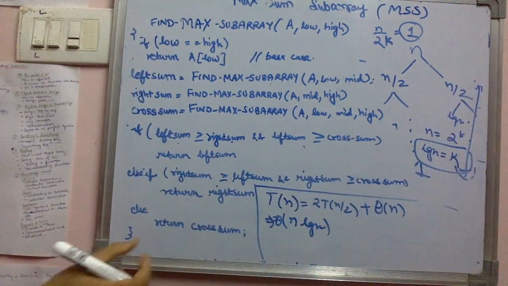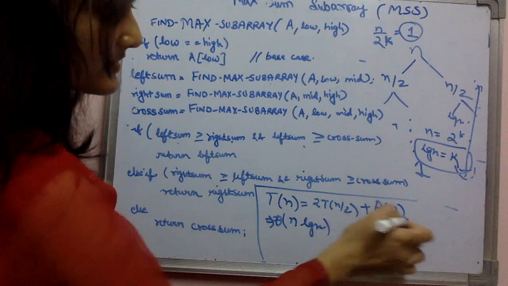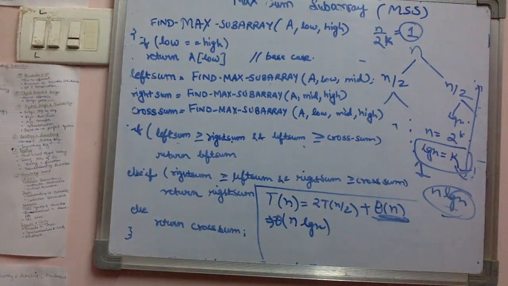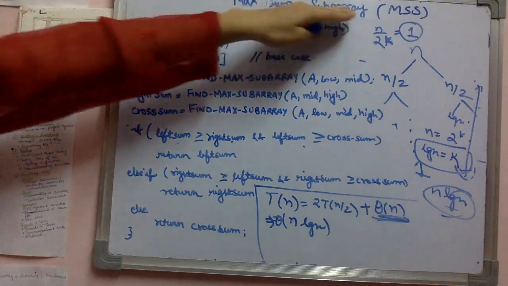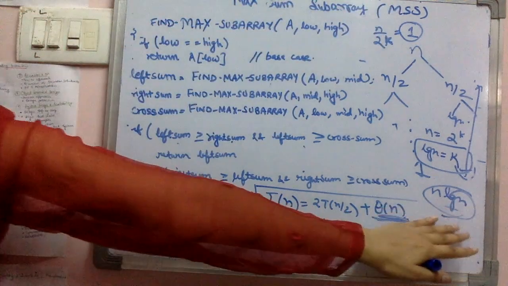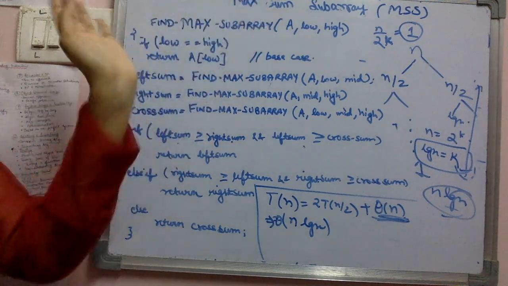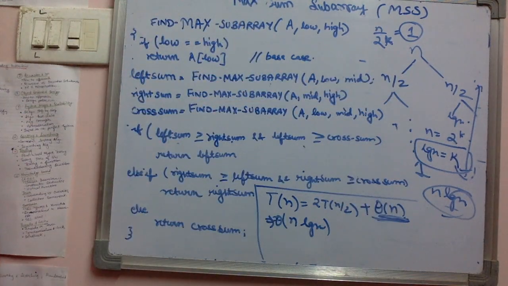And what is the work we are performing at each step? Theta of n. So n log n is its time complexity. So we saw how we solved the maximum sum subarray problem in n log n using the divide and conquer technique. In our next video, we'll talk about Kadane's algorithm and we'll solve this problem in one pass and also in linear time.